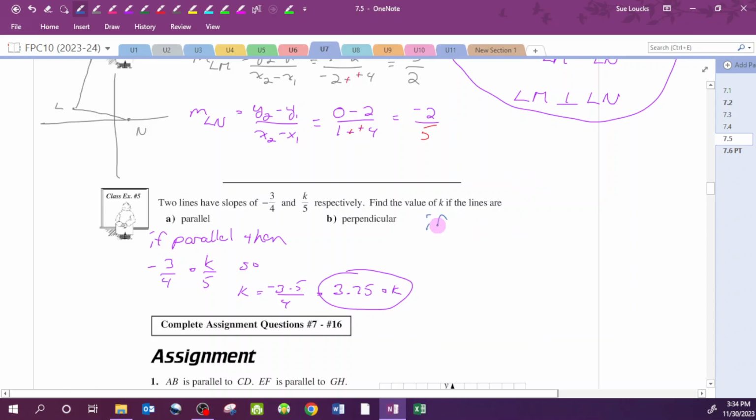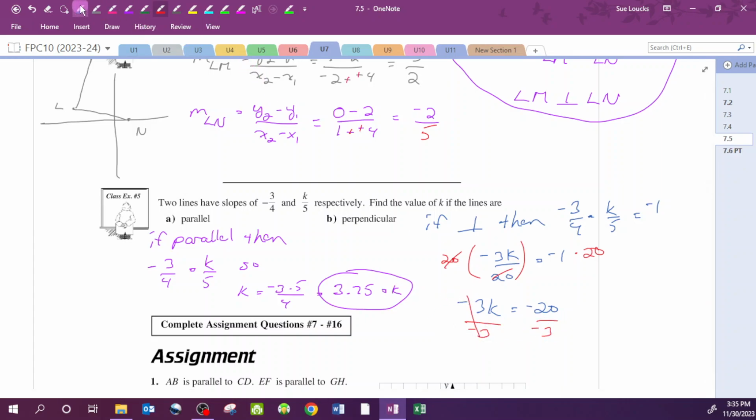Okay, if they are perpendicular, then the product equals -1. So then I have negative 3 over 4 times k over 5 equals -1. Okay, so if I multiply that, I get negative 3k over 20 equals -1. Multiply this side by 20, multiply this side by 20. I get negative 3k equals -20. Divide that by -3, divide that by -3, and I get k equals 20 over 3.